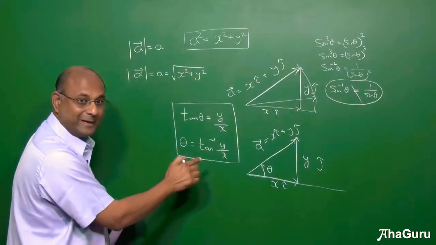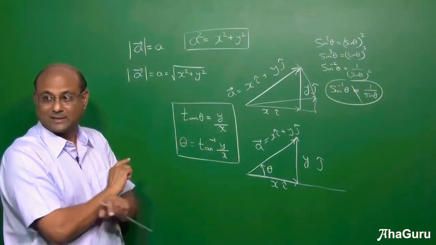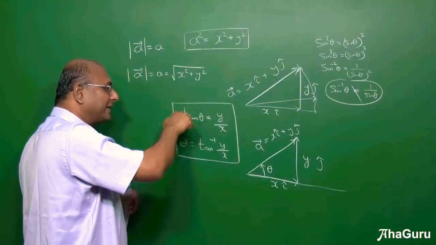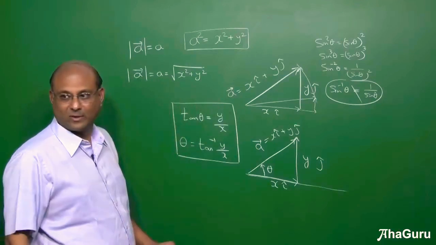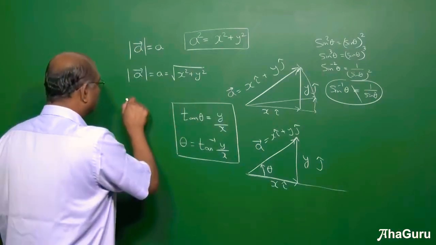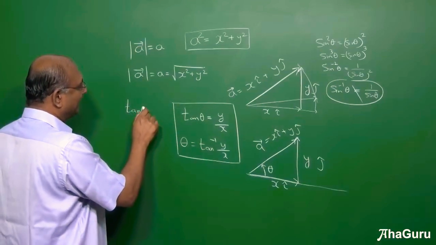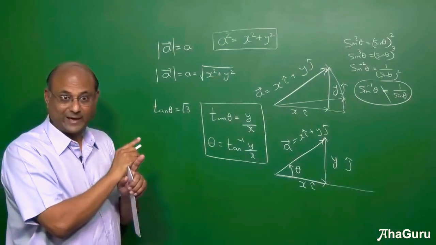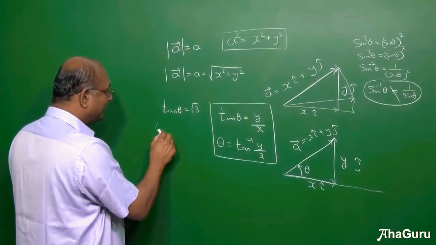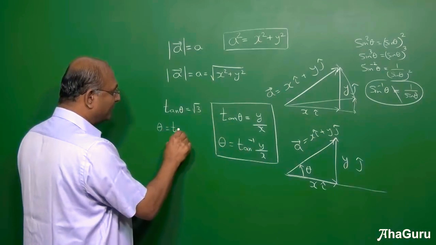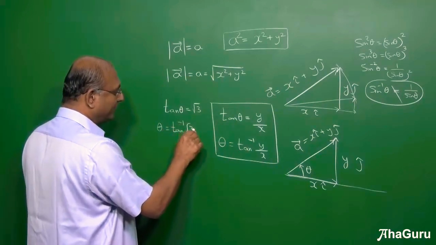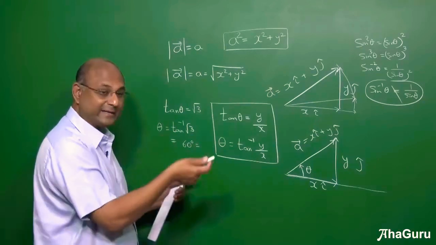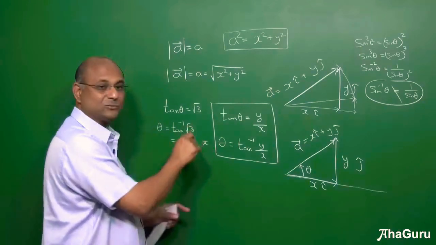So tan inverse y by x does not mean 1 by tan of y by x. It just simply means: what is the angle such that tan theta is y by x? Is that okay? So for example, if I tell you tan theta is root 3, you know that tan of 60 degrees is root 3, right? So you will write theta is tan inverse of root 3. Now tan inverse of root 3 is 60 degrees, or in radians, we usually write this saying pi is 180 degrees.